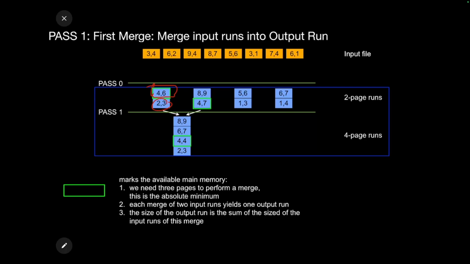And then again, you keep on merging. Aha, we have these 2 4s, we write them out. Aha, this page is full. Now you have to output that page to disk. Yeah? You cannot discard these 2 yet because there's still the 6 and the 7.